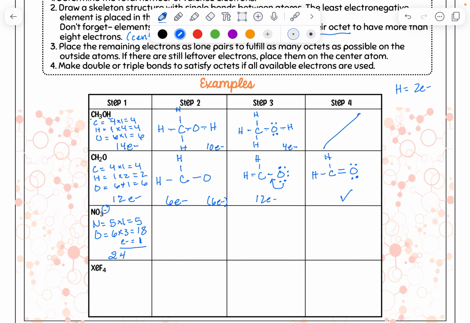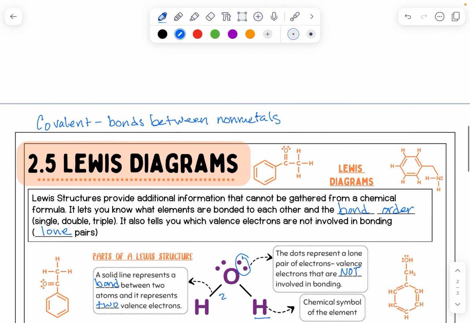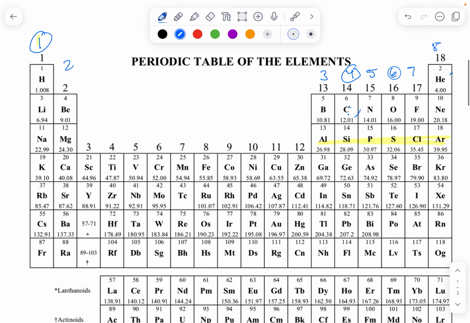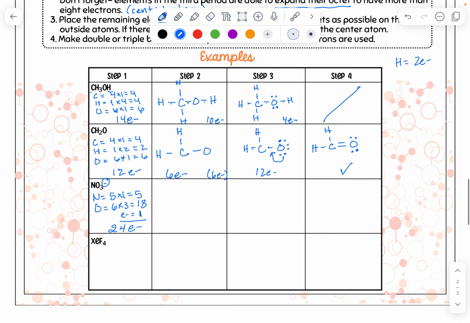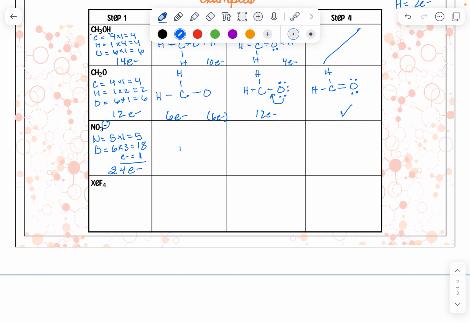I get 24 electrons. So let me draw my skeleton structure. If I look on my periodic table, nitrogen is the least electronegative, right? Because oxygen's further to the right. So I'm going to put nitrogen in the center, and then I'm going to put oxygen on all my sides. And with that skeleton structure, I've used 6 electrons, and that means I have 18 electrons left over.